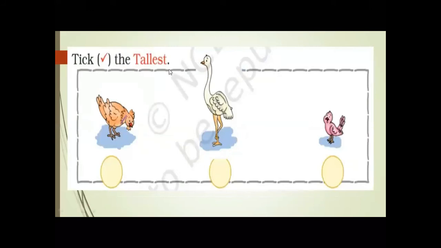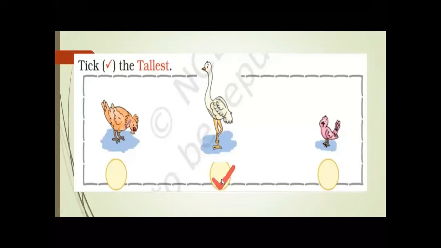Okay, pick the tallest one. Here we see three birds, a hen and an ostrich. Small is not tall, its height is large. So it is tall, or we have to call it tallest. So we have to mark this ostrich because it is the tallest among these birds. This ostrich is the tallest among these birds. So you have to mark this ostrich.